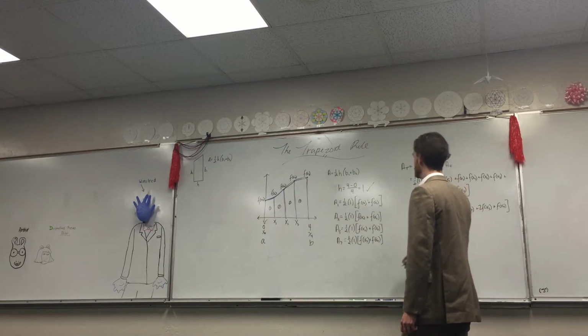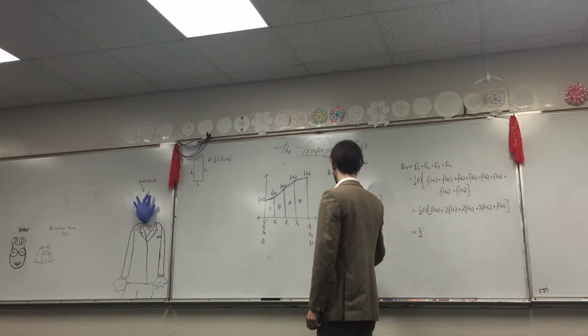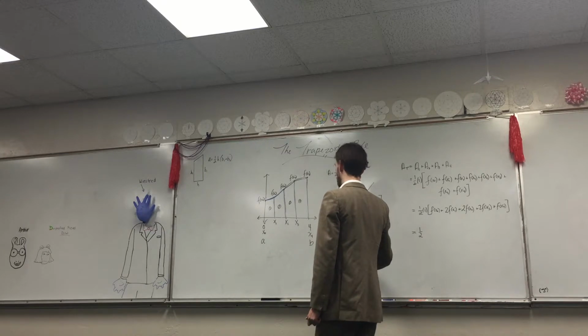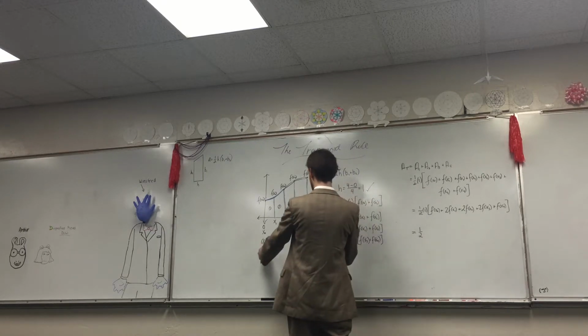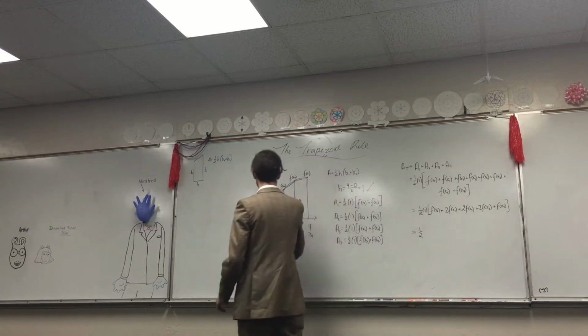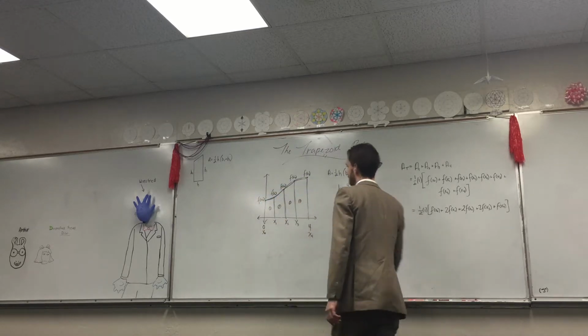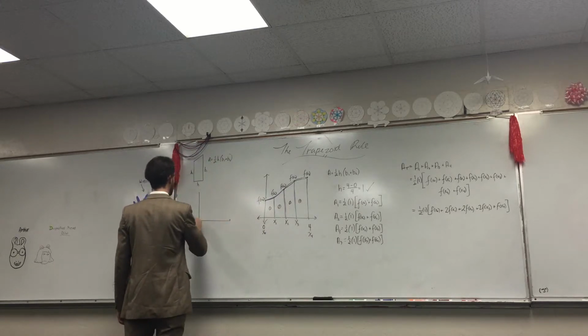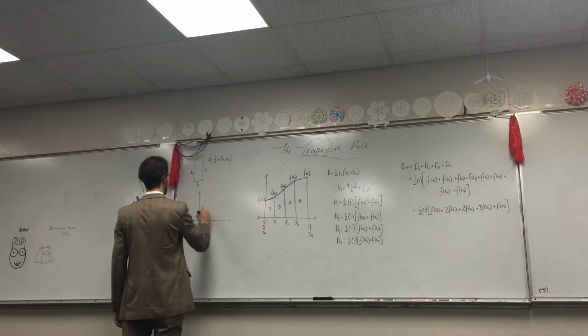1/2 times, first off, what would the width of these intervals be? It would be B minus A over 4. Right? Was that right? B minus A over 4? Yeah. So let's do another picture just so we don't get confused.